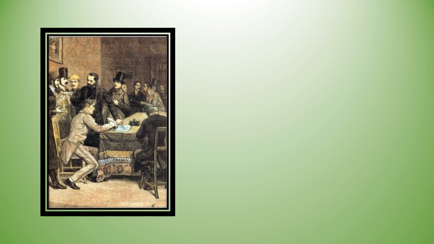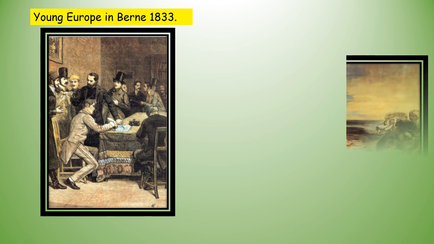Well, children, let's have a look at the next picture. In this picture, we can see a young man signing a document and many people standing around him discussing something. What is this picture about? Who is this young man? Well, this picture is about the formation of Young Europe in Berne in the year 1833. So now you can guess who the young man is. Yes, he is none other than Giuseppe Mazzini, who formed two secret societies. One is called Young Italy and the other one is called Young Europe.